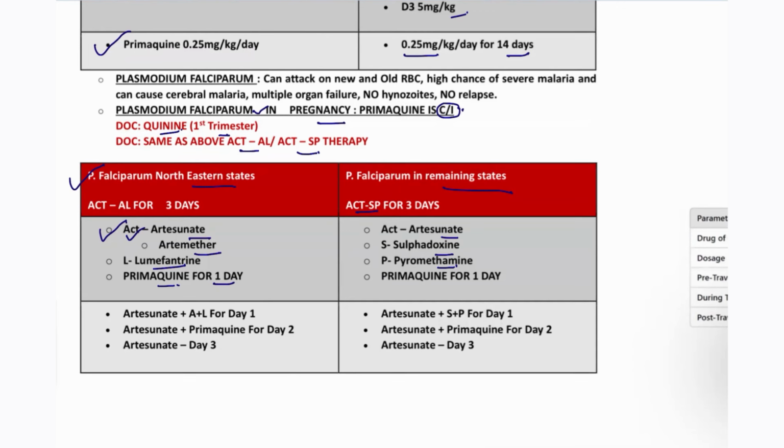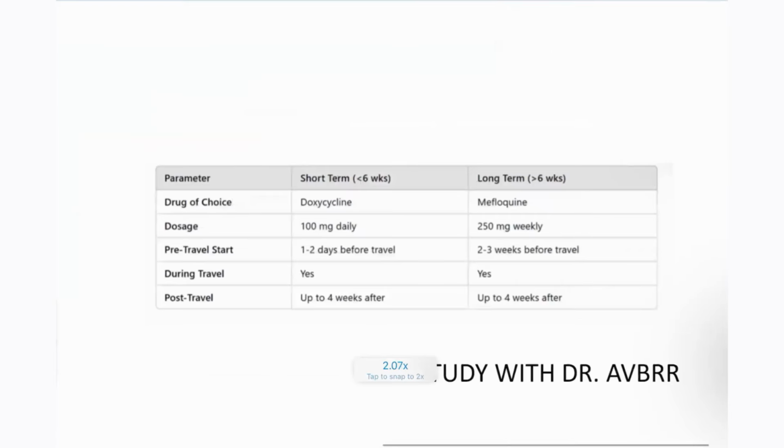Next, prophylaxis. For the short term, the drug of choice is doxycycline. Long term, mefloquine. 100 mg daily for the short term, and 250 mg once weekly is given here. So during the travel, yes, you have to take it, and continue up to 4 weeks after travel, for both prophylaxis regimens.